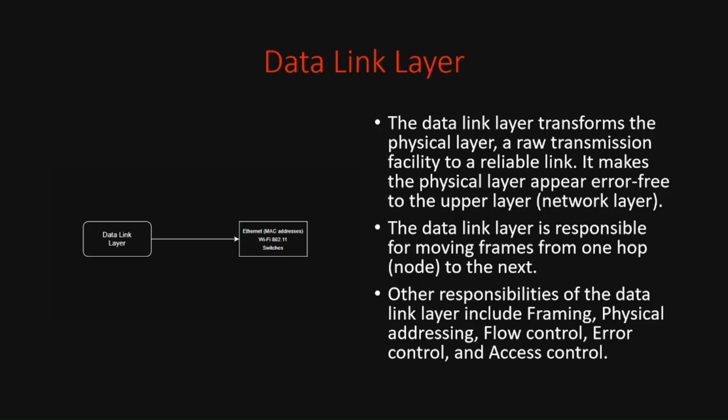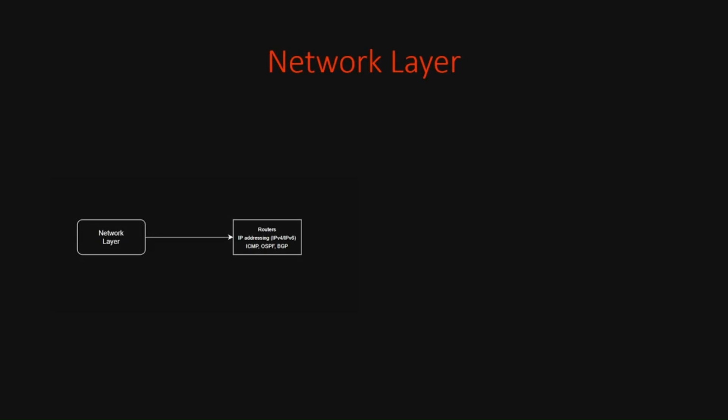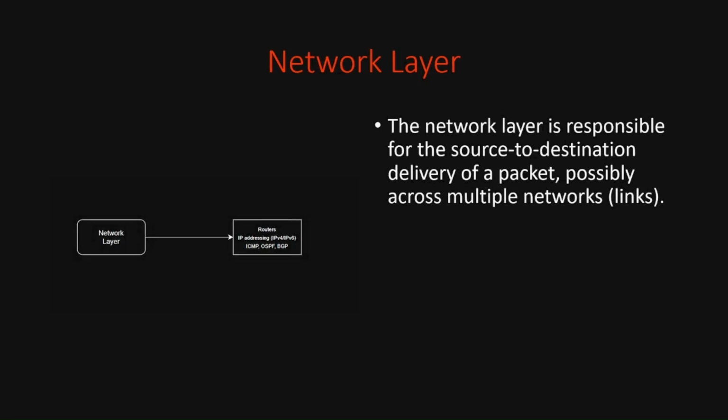Alright, now let's move up to the third floor of our OSI building, the network layer, the layer where real navigation begins. If the data link layer was guiding your data from one room to the next, the network layer is like the master planner that figures out the entire journey across the city. Because the network layer is responsible for the source to destination delivery of packets, possibly across multiple networks and links.